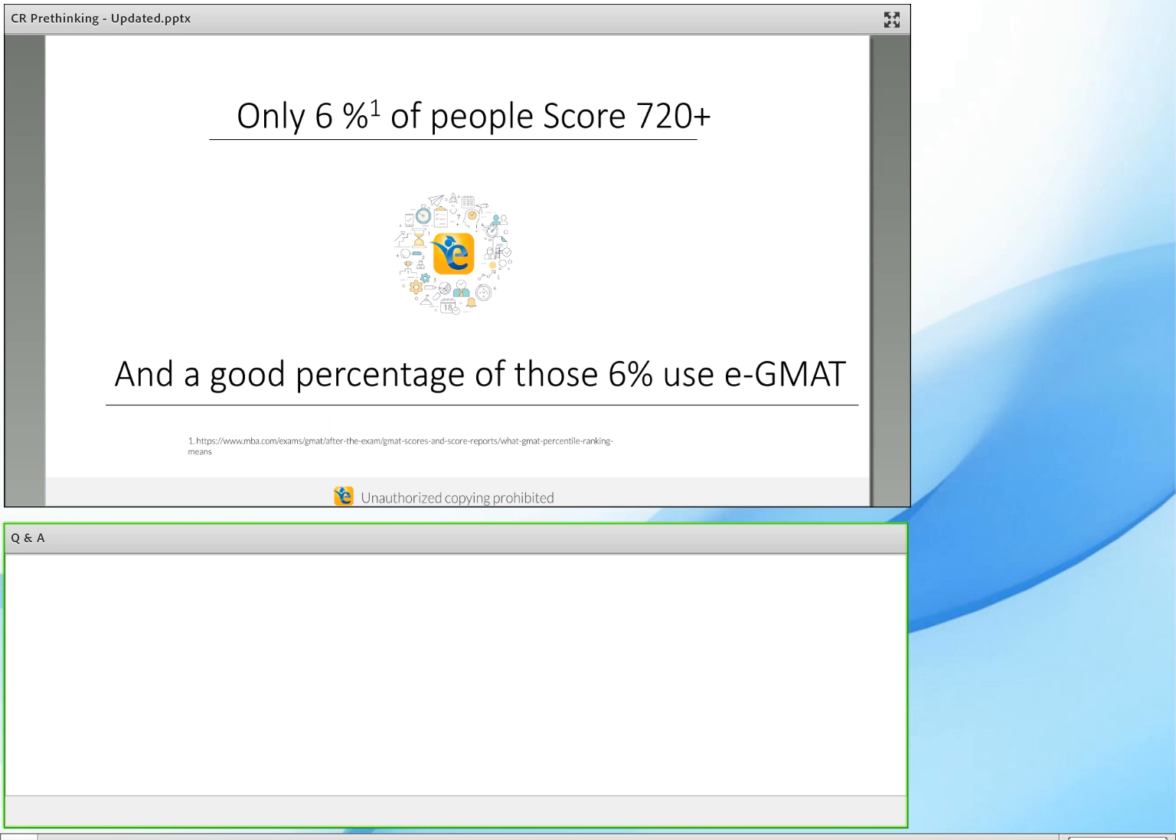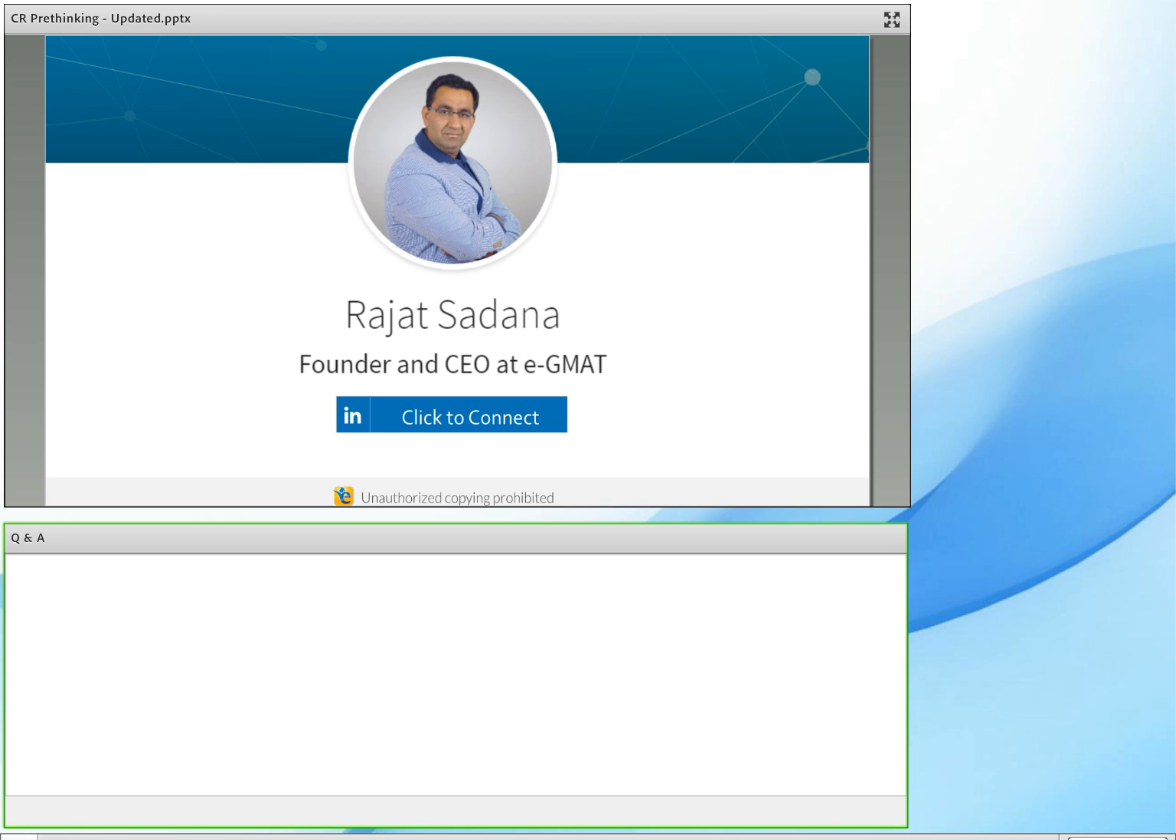So while only 6% of the people get to that score of 720 or higher, you can really see why a good percentage of them use e-GMAT, or you can really see why 5 out of 6 success stories on GMAT Club over the last 2 weeks have been by e-GMATers.